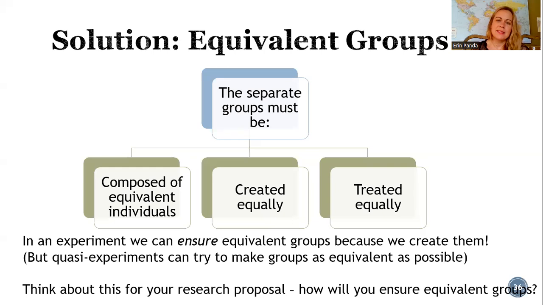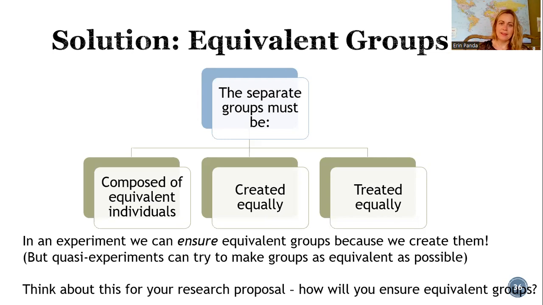In quasi-experiments, it's a little bit more tricky because we're comparing groups that already exist in the real world. So these are pre-existing groups. But a good high-quality quasi-experiment would think about who are we recruiting to be participants in our two groups and try to ensure that the groups are equivalent as much as possible.